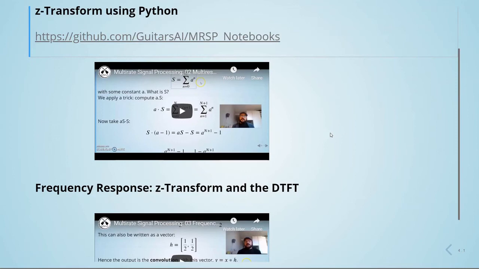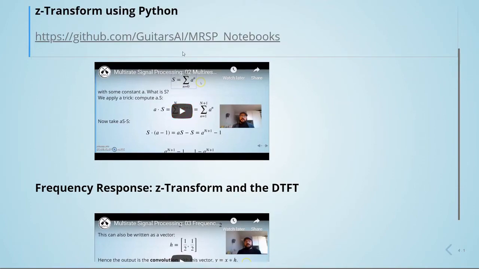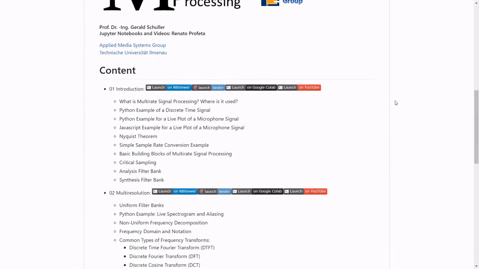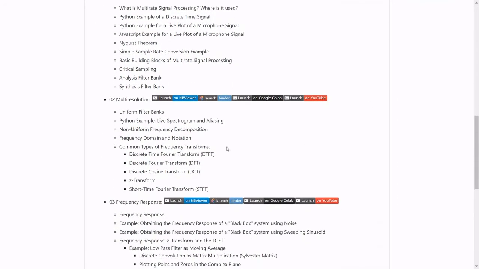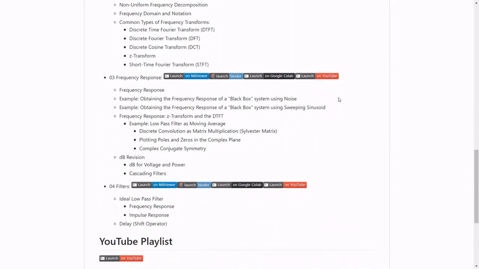so we can go deeper into frequency response, the relation between the Z-transform and the DTFT. If we go here, we see there are many examples. We also discuss common types of frequency transforms, and we have this topic here for the Z-transform, and also a topic for the frequency response. There are different examples; we use a low pass filter as a moving average.